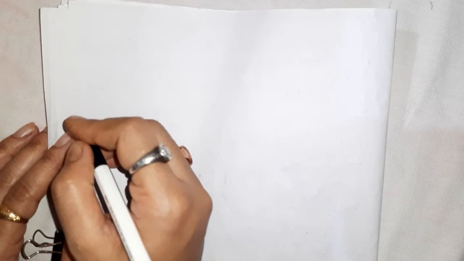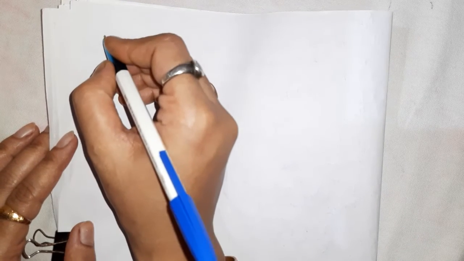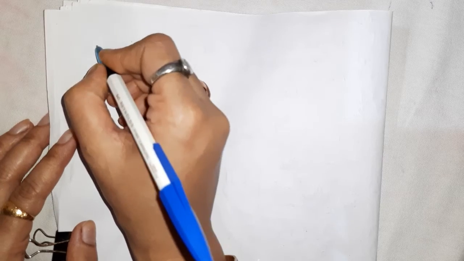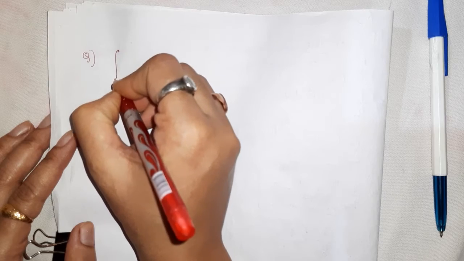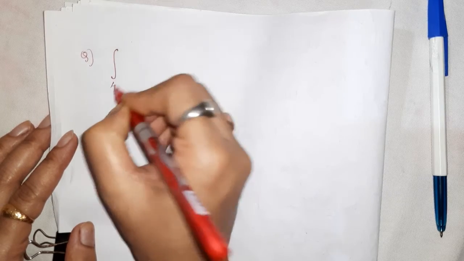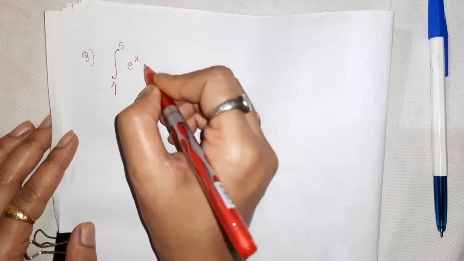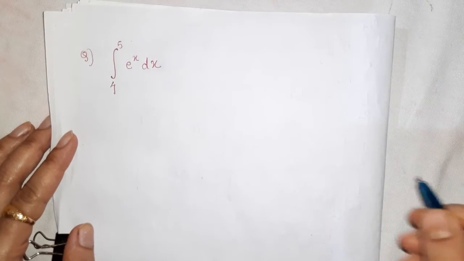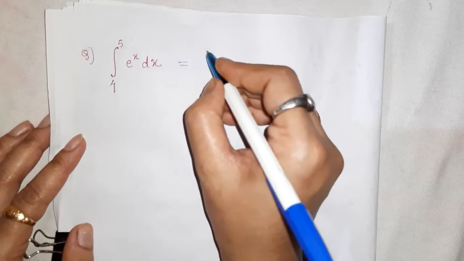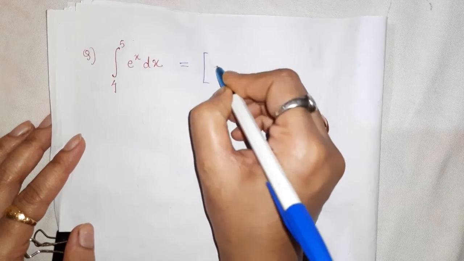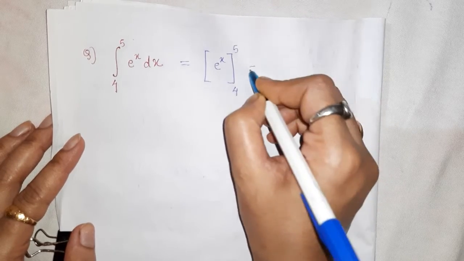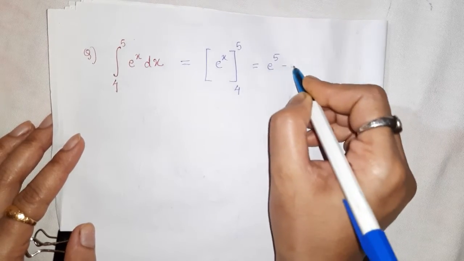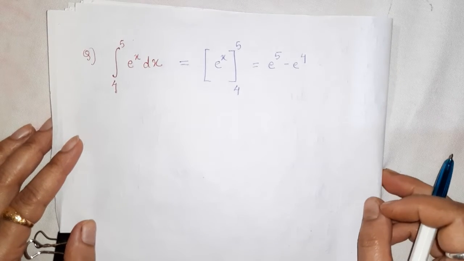Okay, now let's do another one. Integration from 4 to 5 e to the power x dx. Okay, so we know integration of e to the power x is e to the power x, so this is easy. It will be 4 to 5, so we get e to the power 5 minus e to the power 4. That's it.